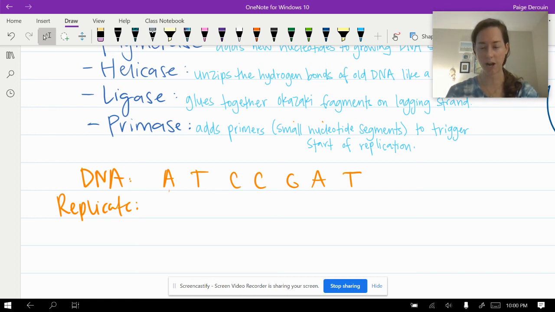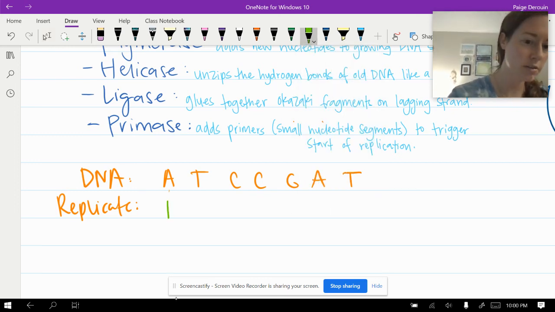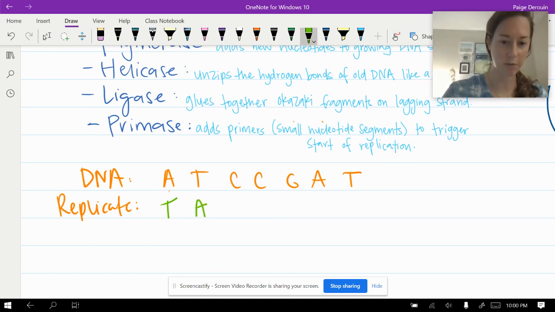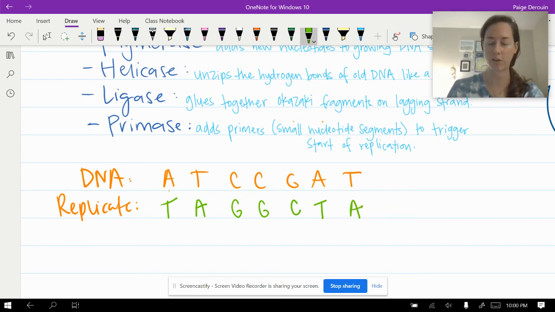Okay, great, good job. So the answer that you should have gotten, hopefully, is T goes with A, then A, same thing the other way, C and G, C and G, G and C, A and T, T and A. And then you have created a new strand of DNA, replicated.